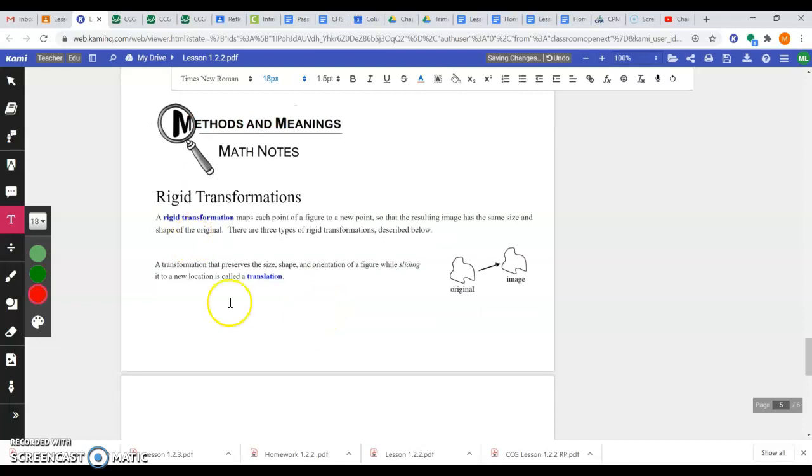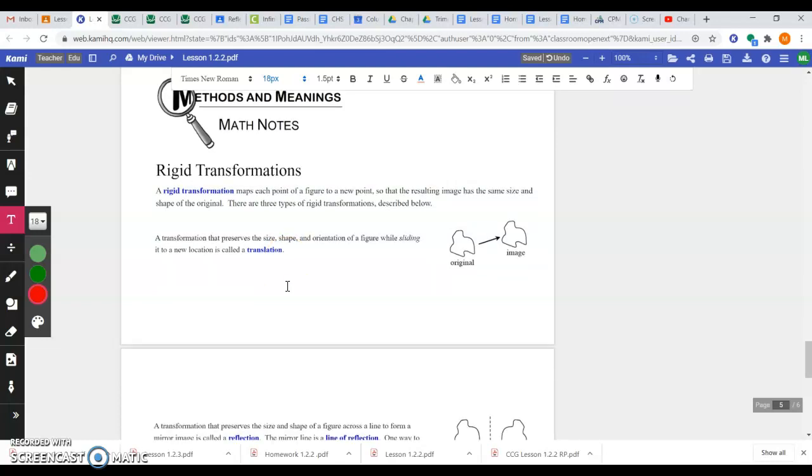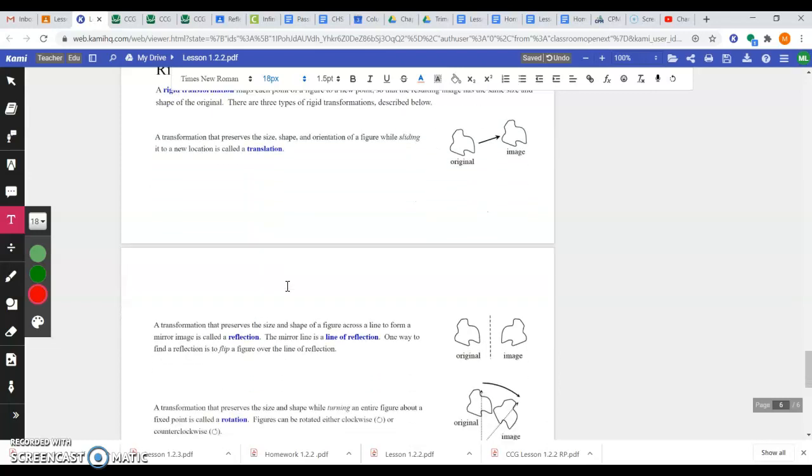Again, please take a look at this math notes box, and maybe it would help to write it down because it never hurts to have these memorized. We're going to use them throughout the rest of the chapter, and eventually we'll see it on a chapter test or quiz or formative. So make sure you write them down.